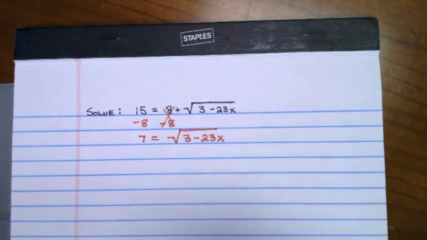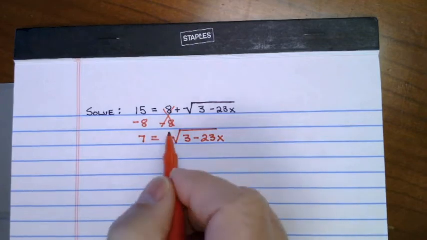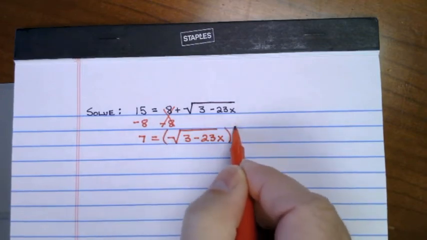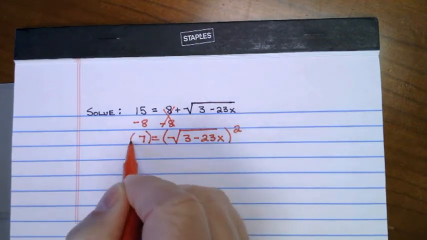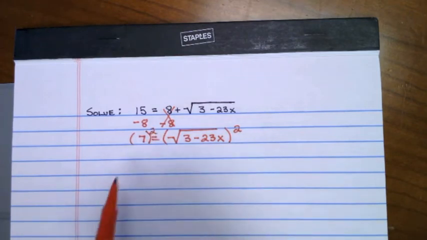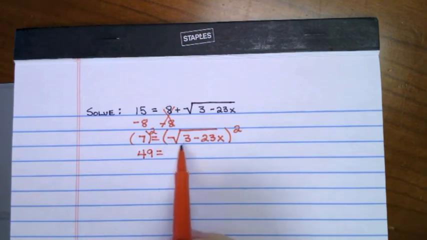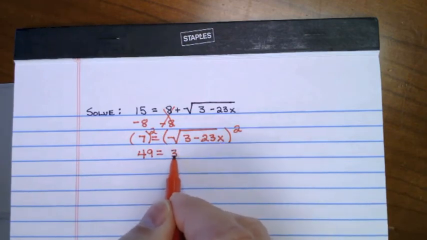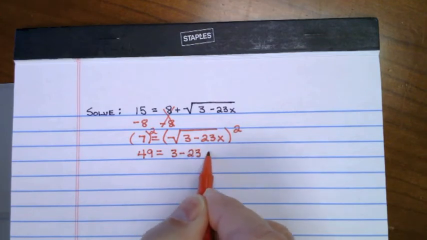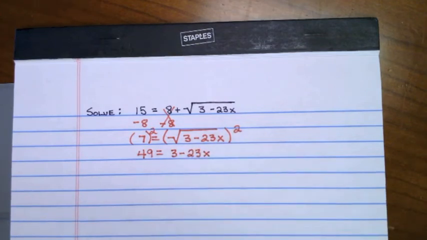Once I isolate that radical symbol, now I need to get rid of it. The opposite of taking the square root of something is squaring it. If I do it to one side, I have to do it to the other side. 7 times 7 is 49. And squaring the square root simply cancels that square root out, and I'm left with what was up under the radical symbol. Now I solve this like a normal equation.